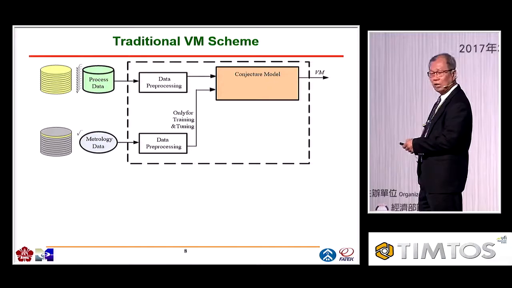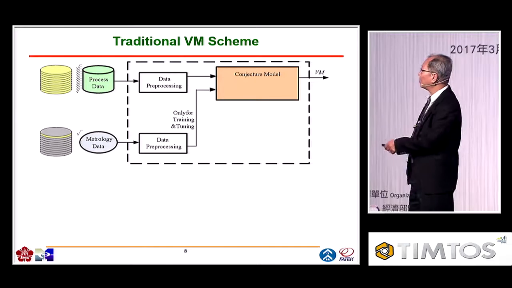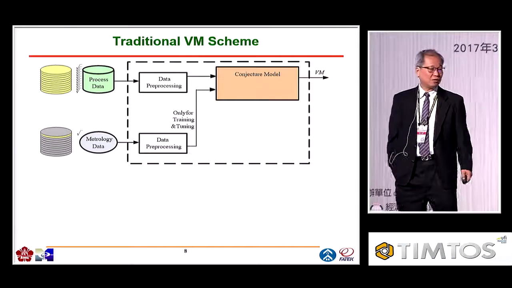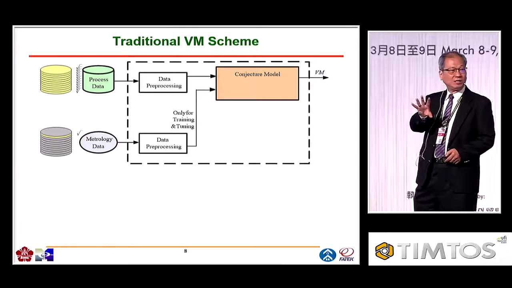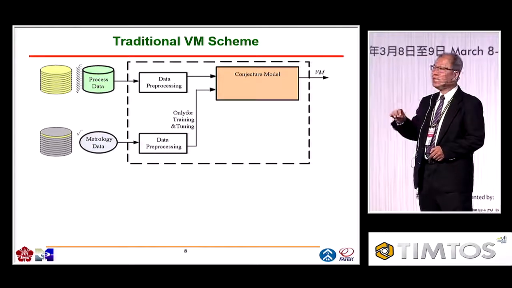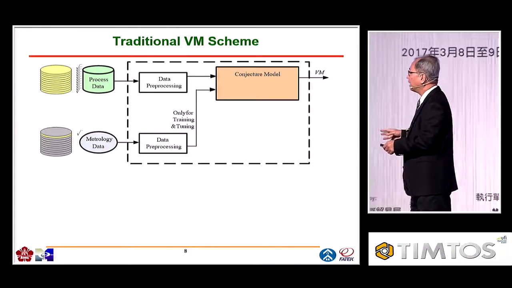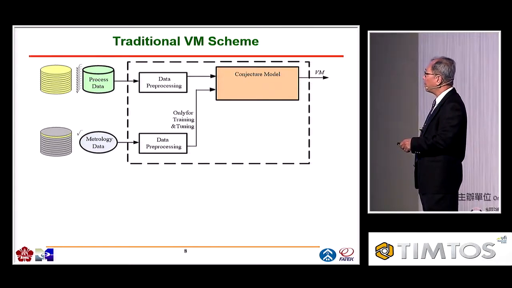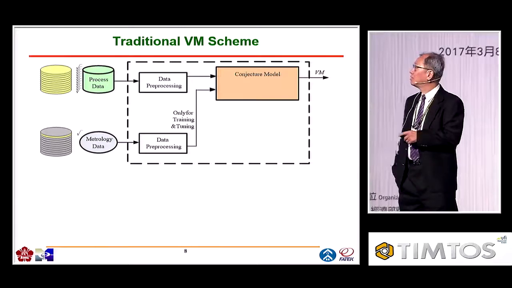But you see, we still need this kind of metrology data, that is the sampling output. This sampling data is only for training and tuning, because the equipment itself is a time-varying system. You need to know the status of your equipment. So we still need some kind of sampling metrology data for tuning and training. This is the basic requirement.